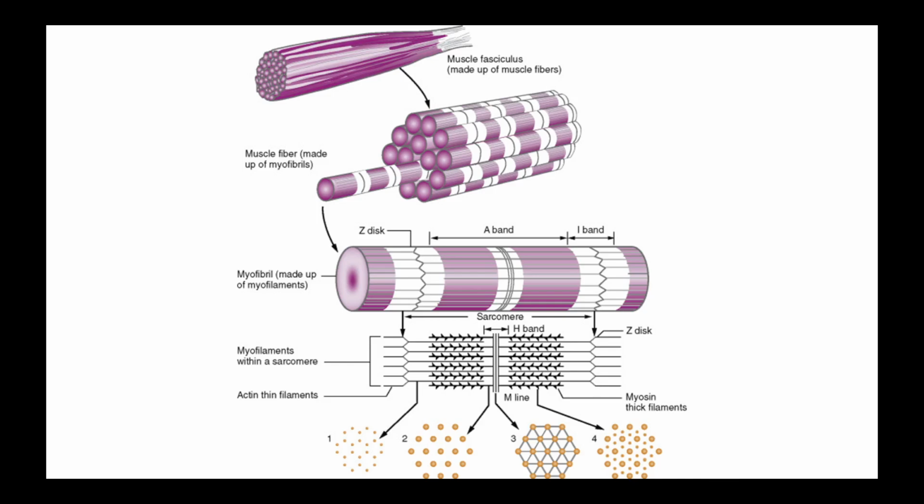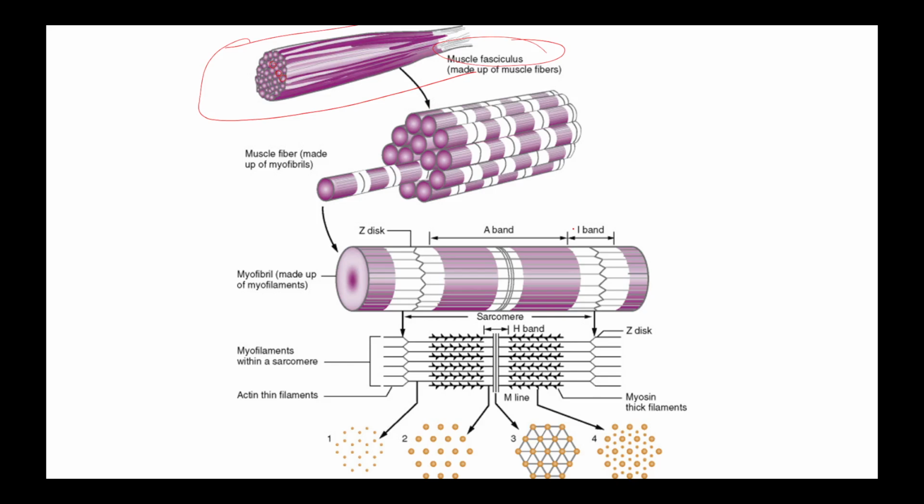Okay, so this is a skeletal muscle, which we refer to as a muscle fasciculus, and this muscle is made of muscle fibers. Individually you can see these are the muscle fibers, and when sectioning is done of the muscle fibers, these muscle fibers are also made of myofibrils. Okay, so these are myofibrils.